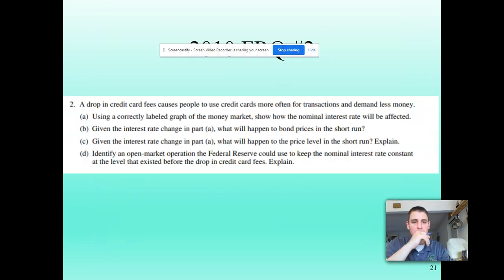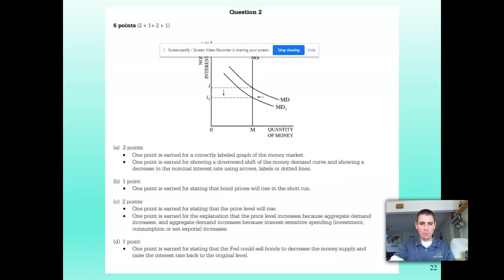Given the interest rate change in part A, what will happen to bond prices in the short run? Well, what's the relationship between interest rates and bond prices? They're inversely related. I told you, remember that. AP loves to ask this. If interest rates have decreased, what's going to happen to bond prices? Well, bond prices will increase, right? 1 point is earned for saying that bond prices will rise in the short run.